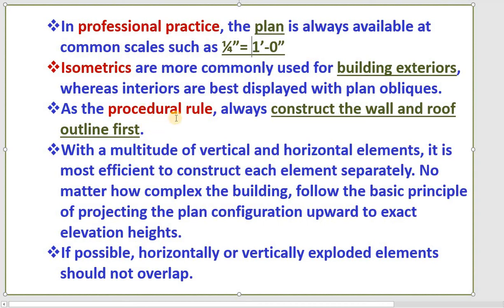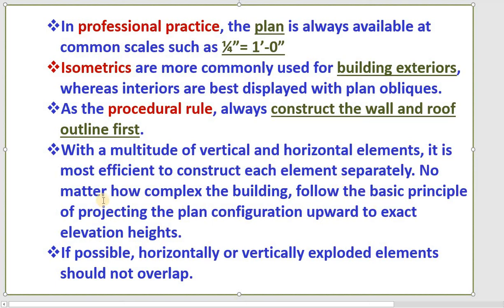The procedural rules: always construct the wall and the roof outline first. That means when you draw the elevation, after you do the floor plan, you need to create the wall and the roof first. With the multitude of vertical and horizontal elements, it is most efficient to construct each elevation separately, no matter how complex the building.